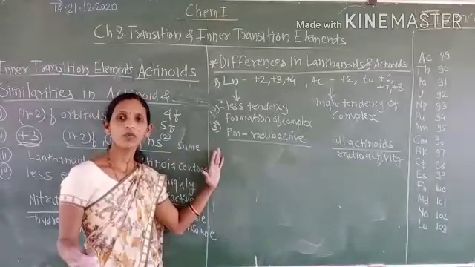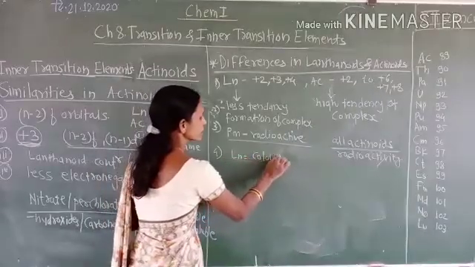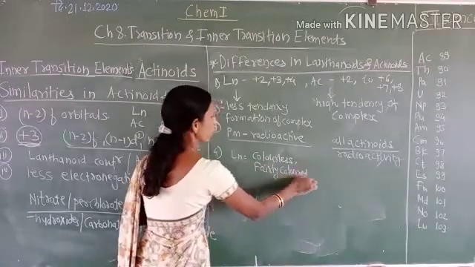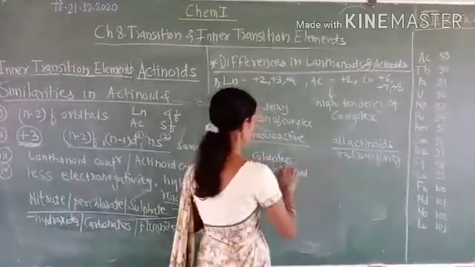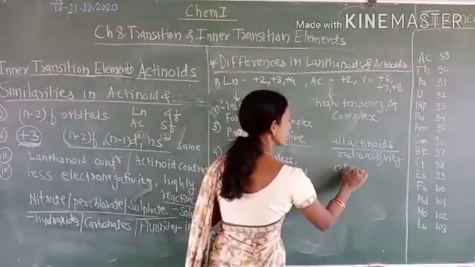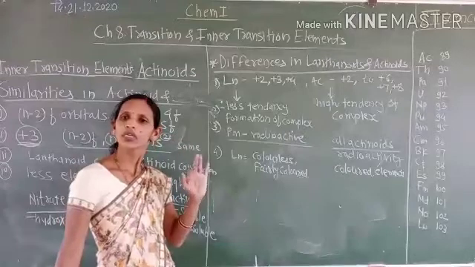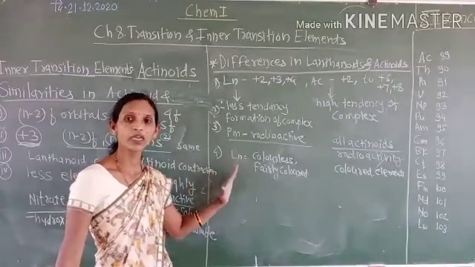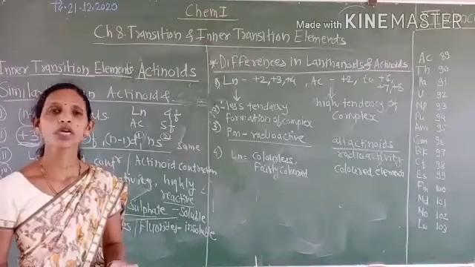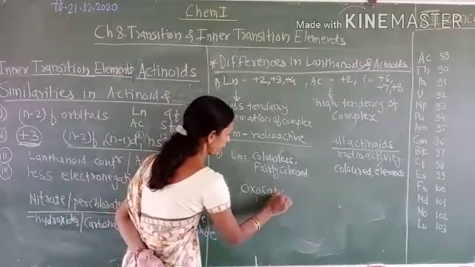Then most of the lanthanoids are colorless, and they are fairly colored, while among actinoids few are colorless or silvery white, but most of them are colored elements. One more difference shown by actinoids and lanthanoids is that actinoids have a tendency to form oxocations.